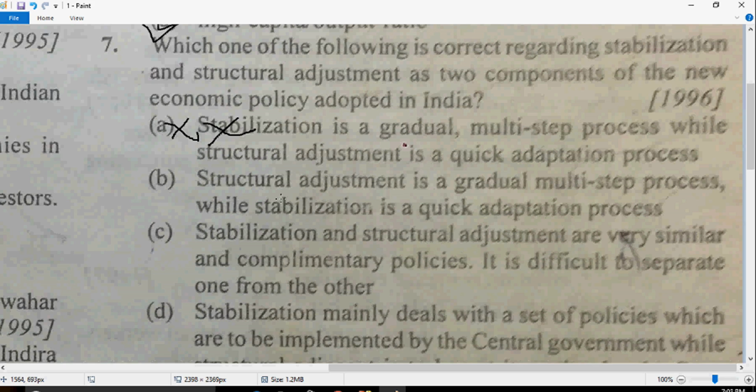Yes, structural adjustment is a gradual, multi-step process, and stabilization is a quick adaptation process. So B will be the correct answer. Because, as we know, in 1991 the new economy policy was adopted based on the Rao-Manmohan model. The stabilization component is essentially a short-term program, while the structural readjustment component is a long-term process. So that's why B will be the correct answer.